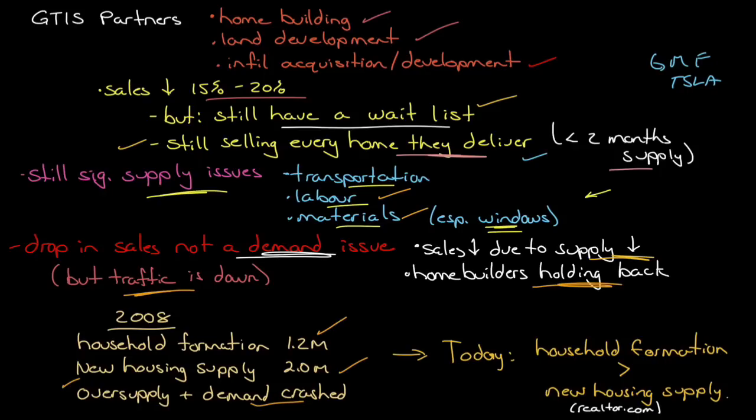Today, however, household formation is greater than new housing supply. So back then, the new housing supply was greater than household formation, and I think for the last 10 years now, household formation has outpaced new housing supply. So we're going to look at a bunch of interesting charts from Realtor.com to put this in a visual perspective.